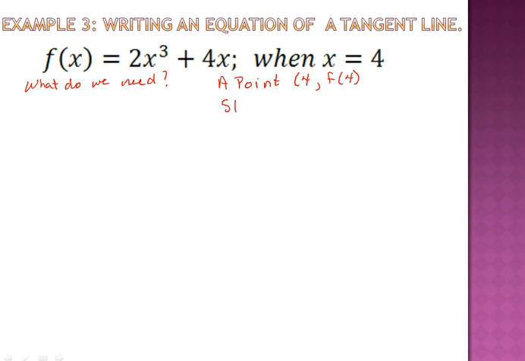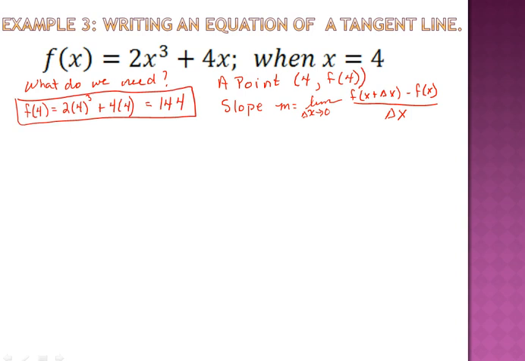And our slope, we need to take the limit as delta x goes to 0 of f of x plus delta x minus f of x all over delta x. So plugging in for our point f of 4, we get 144. And so our point, when x equals 4, y equals 144. Now let's find the slope.